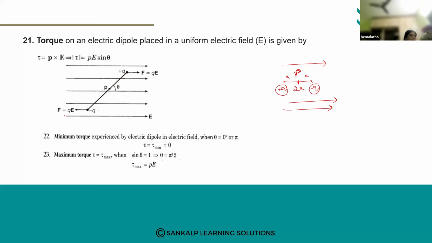See, F is equal to Q into E on the minus Q, and F is equal to Q into E on the plus Q. And this is P, the dipole moment. And this is A and this is A. Correct? So now, what is the torque?